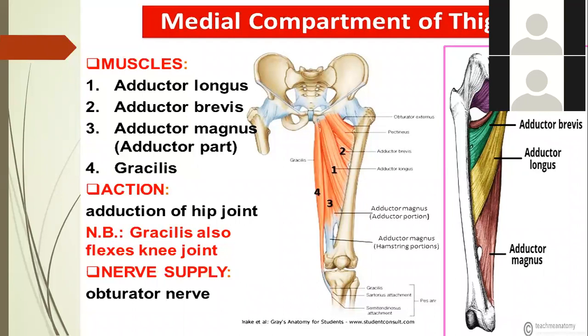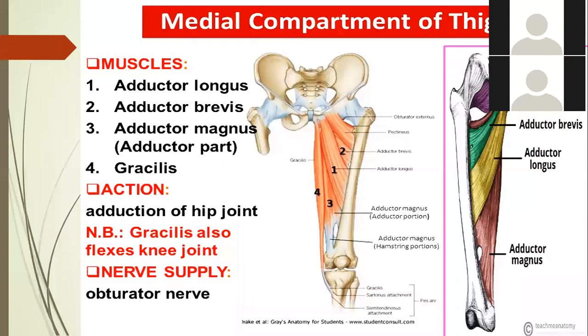What is the main action of these muscles? Adduction of the hip joint. So they are all called the adductors. Now look at the gracilis. The gracilis is the only muscle of the medial compartment, the adductors, that crosses both joints, the hip joint as well as the knee joint. So it has an action on the hip joint as well as on the knee joint. And remember this point, they are supplied by the obturator nerve.